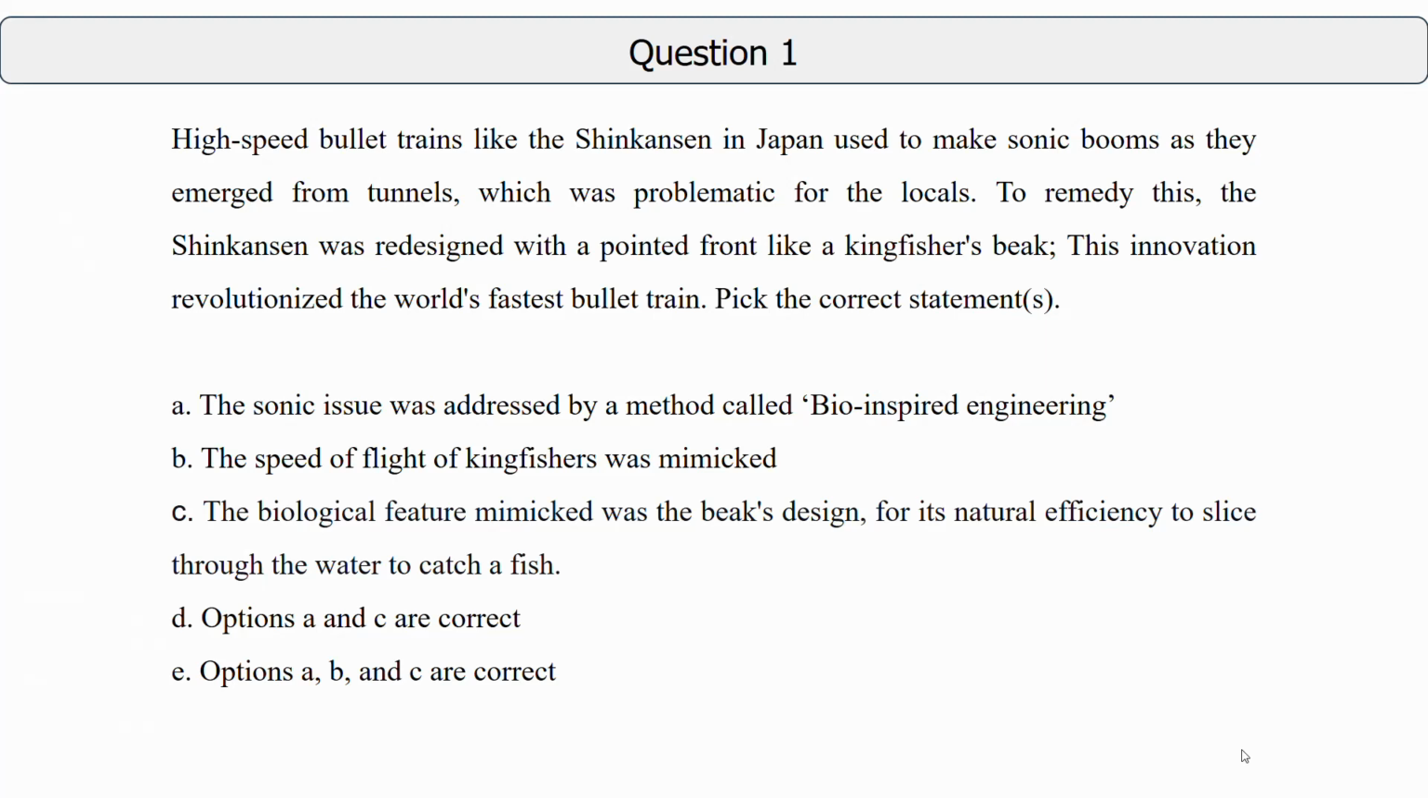As per option D, A and C are correct. The sonic issues were addressed by a method called bioinspired engineering, and the speed of flight of kingfishers was mimicked. We'll explain in a bit. So option D is the correct answer.